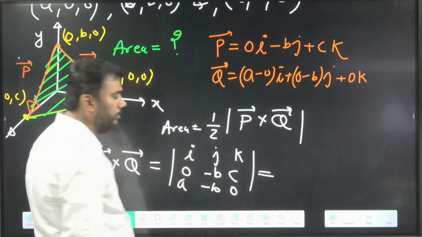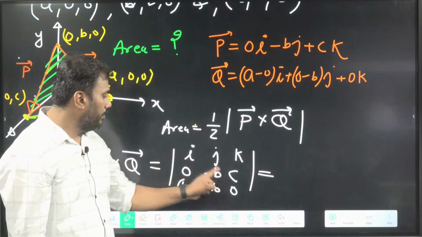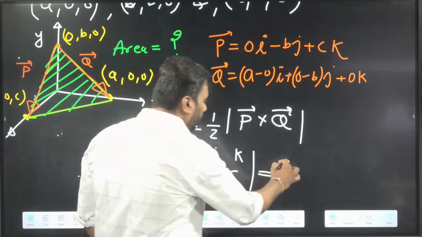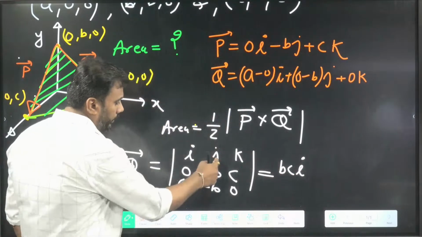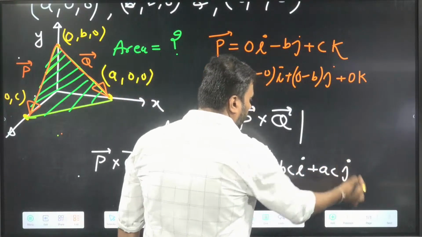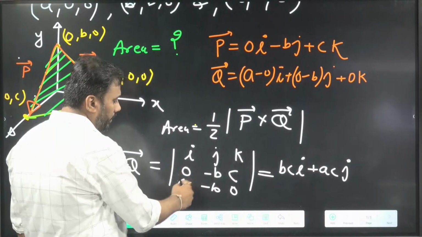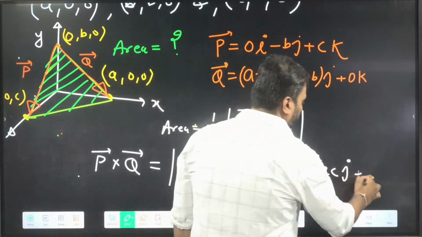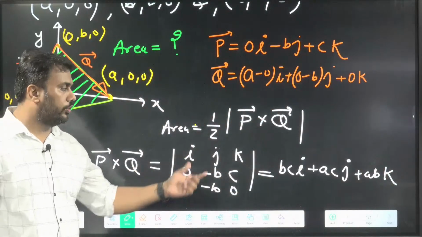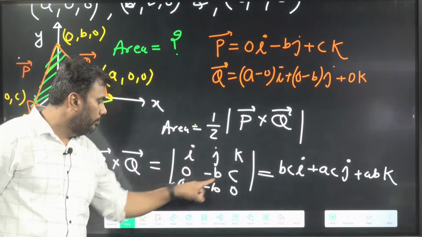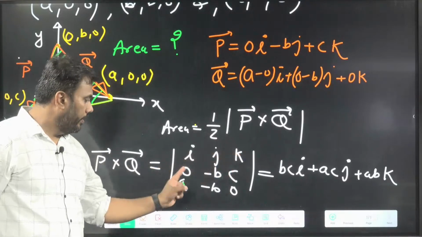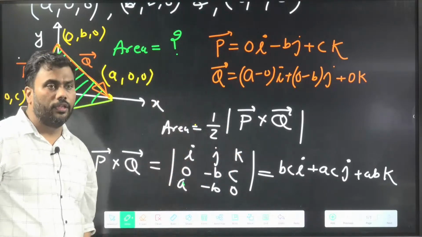Now just find the cross product. i will be multiplied with minus b, sorry, this is 0 plus bc. So you will get bc i. j is ac minus 0, so ac j. k will be 0 plus ab, so ab k. This is the cross product of p cross q: i times 0 minus of minus bc, j times ac minus 0, k times 0 minus of minus ab.